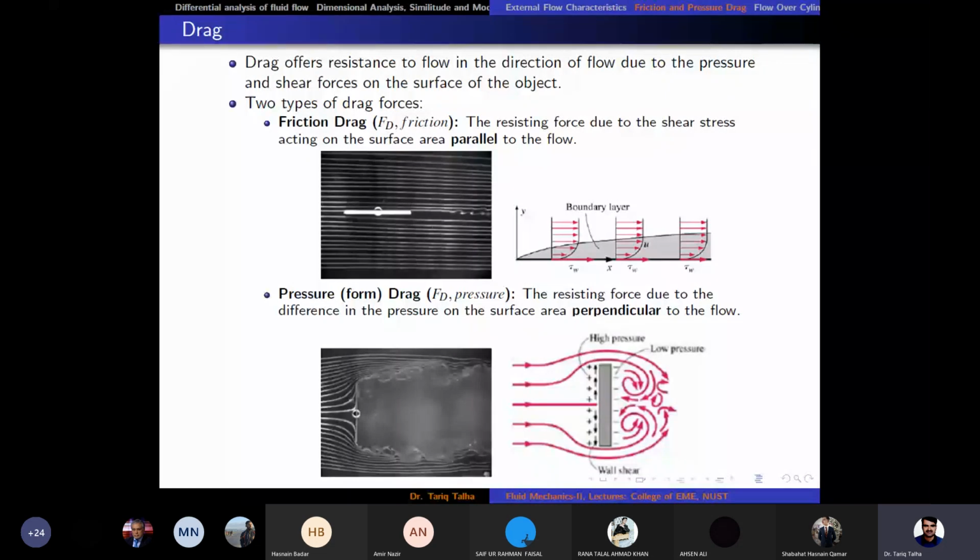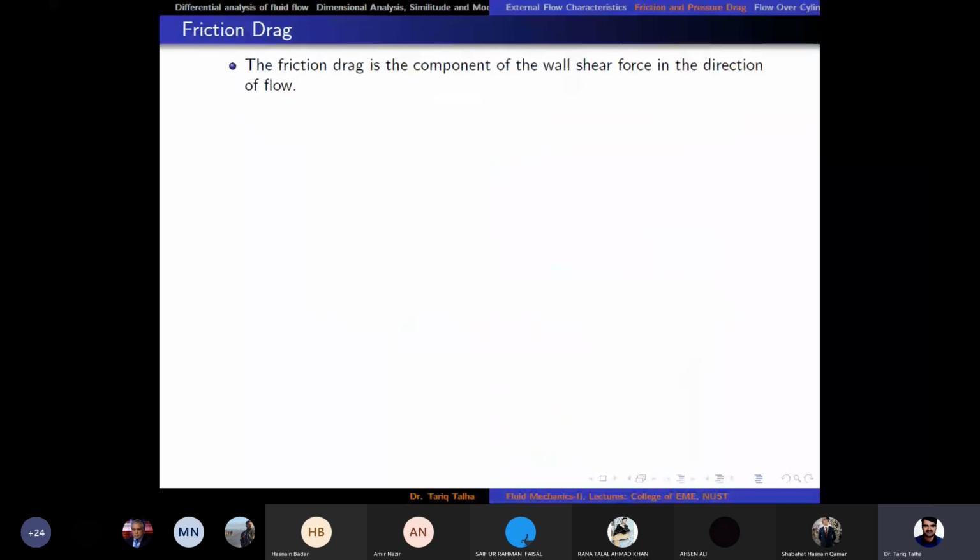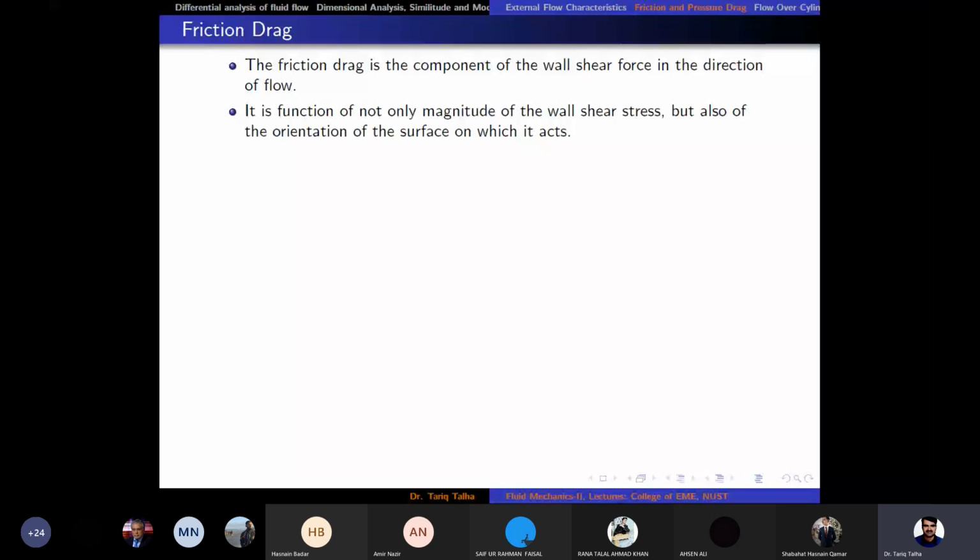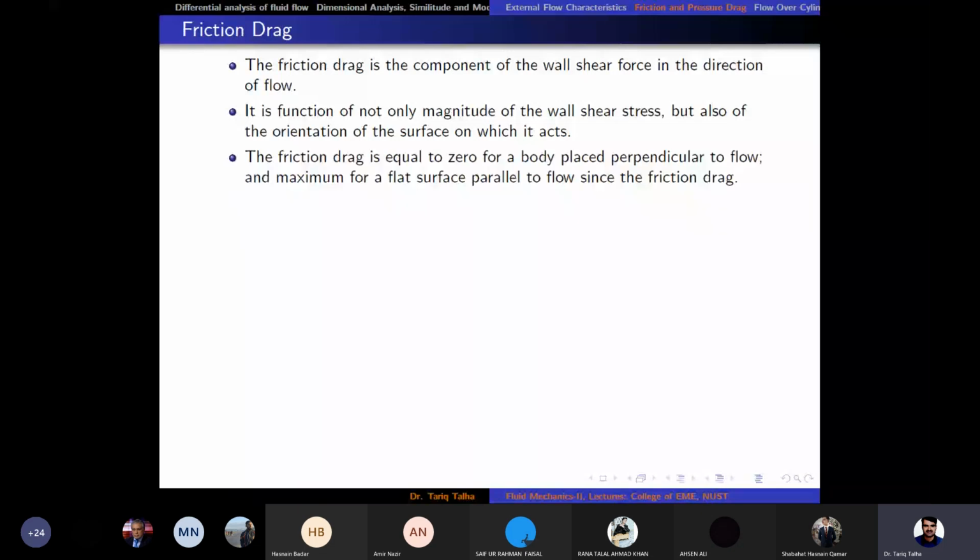Right. So the friction drag is the component of the wall shear force acting in the flow direction, and it is a function of not only the magnitude of the wall shear stress but also the orientation, that is, whether it is parallel or at an angle to the flow, right? So the angle of attack, which we usually call it.